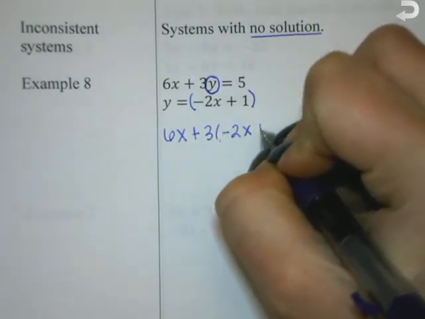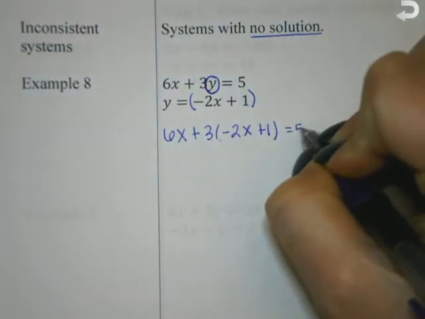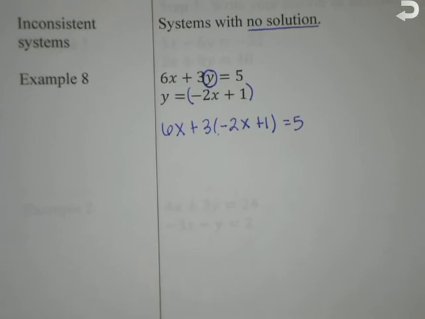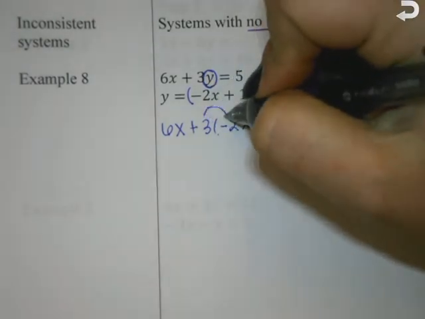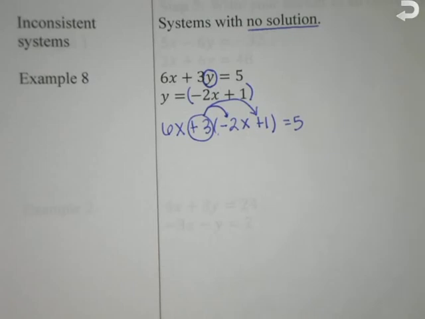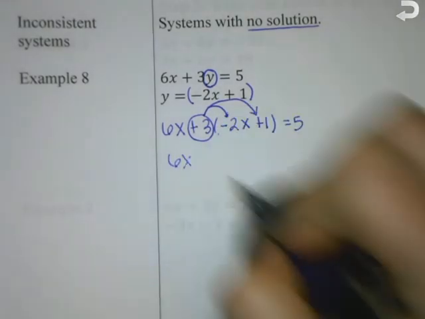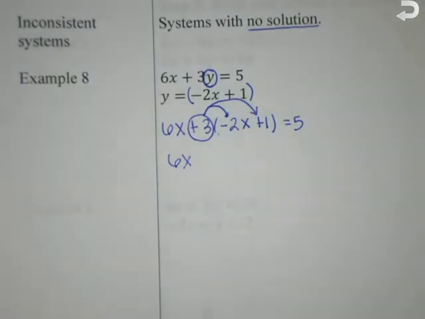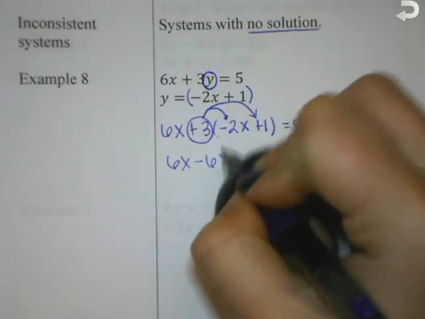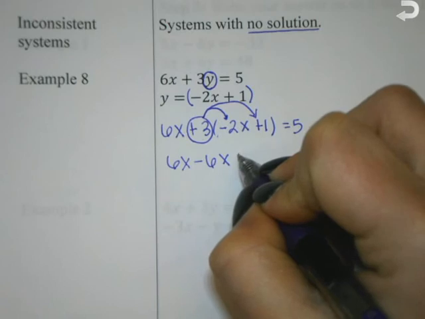Yes? Are you guys comfortable with this? So what would we do next? Ideas? Distribute. So distribute's a positive 3. I always circle it so I remember the sign. So that gives me 6x. Positive 3 times negative 2x. What's that going to give me? Negative 6x. And positive 3 times positive 1? Positive 3 equals 5.